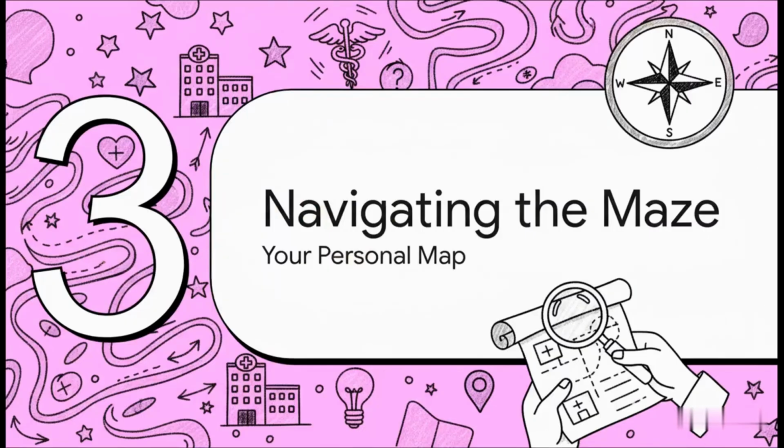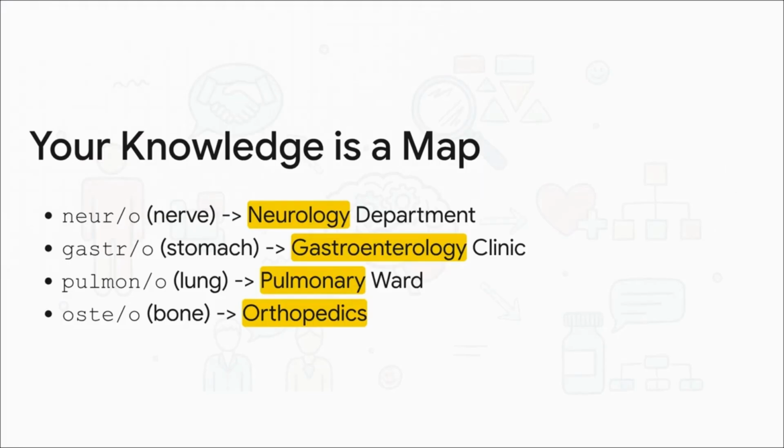Okay, that's cool. We can decode the words now. But so what? How does this actually help you in the real world? Well, this new skill is basically your personal map for navigating the entire healthcare maze. Think about it. Next time you're in a hospital and you see a sign for the neurology department, you'll know neuro means nerve. So that's the place for brain and nerve stuff. Gastroenterology clinic? Gastro means stomach. Pulmonary ward? Pulmo means lung. This isn't just about vocabulary anymore. It's about confidently knowing where you are and what's going on around you.